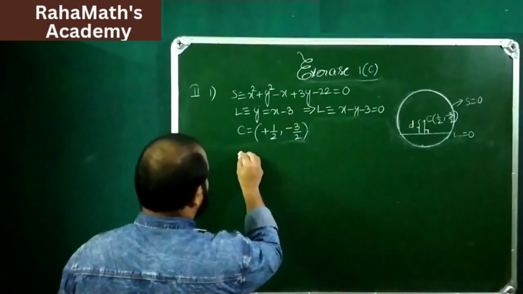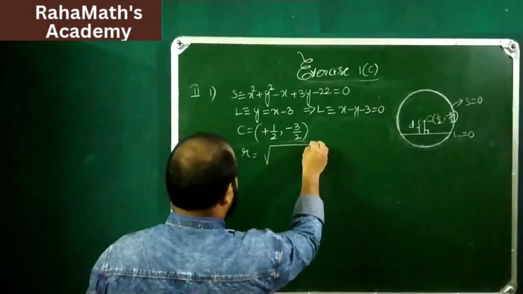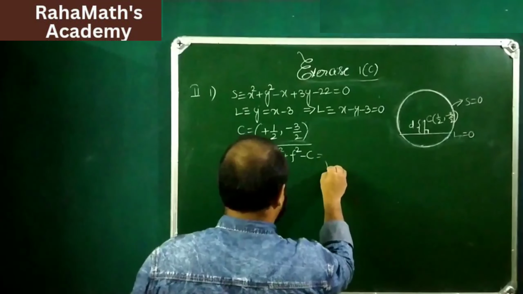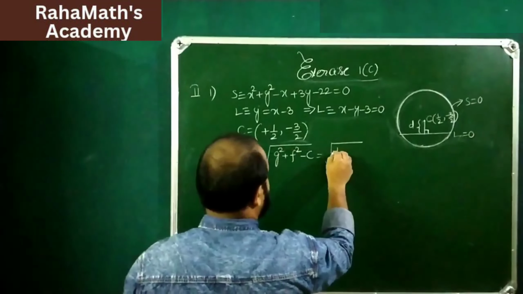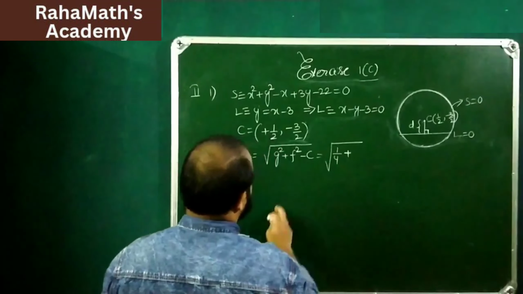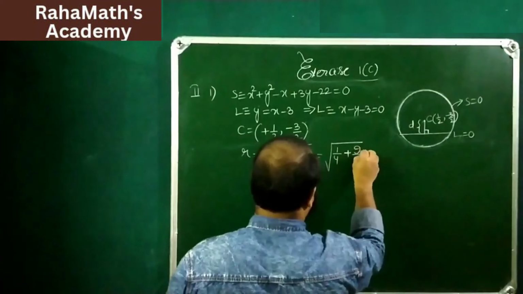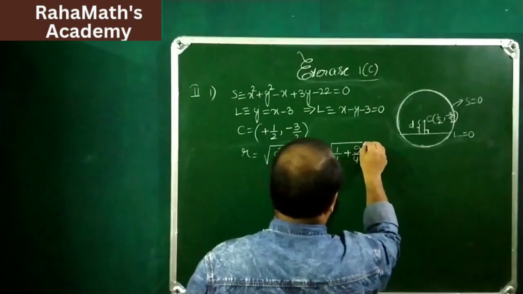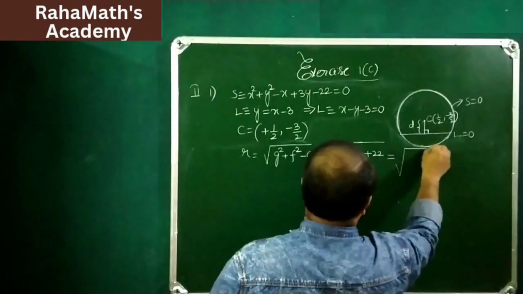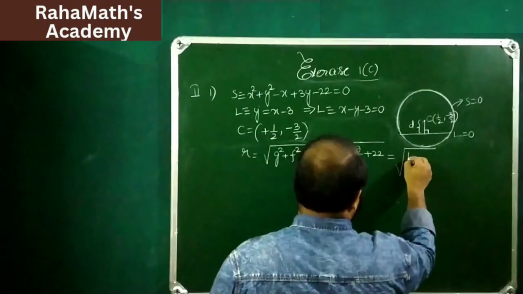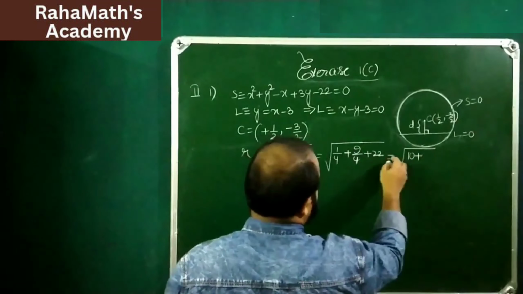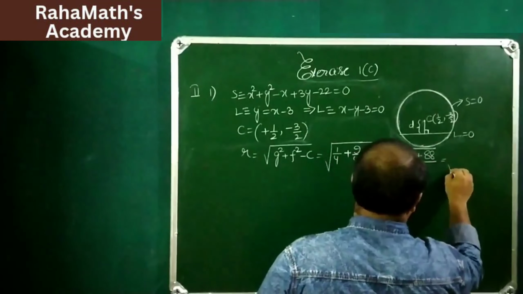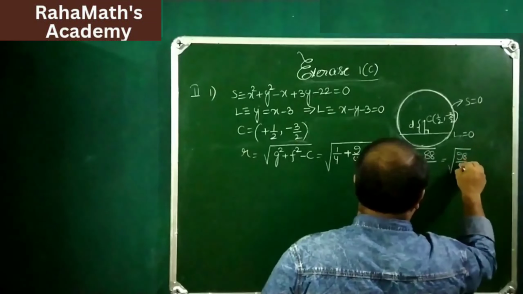So what is the radius? Square root of g square plus f square minus c. Square root of g square is 1 by 2 whole square, 1 by 4, plus f square 3 by 2 whole square, 9 by 4, minus c. Minus of minus is plus 22. So that is equal to 1 plus 9, 10, plus 4 22s is 88, by 4, which is equal to root 98 by 4.